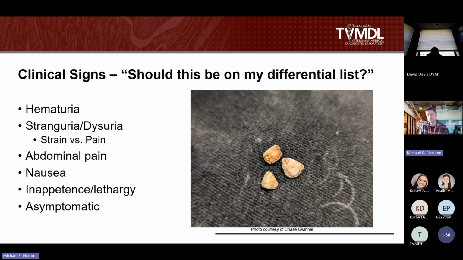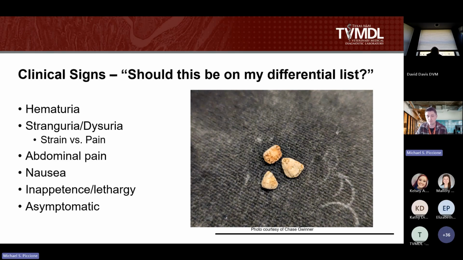Clinical signs. So far we've talked about how these uroliths are formed. We've talked about some common uroliths that you're going to encounter in practice, but how do you identify these patients? How do you know that one walking through your door at any given time is going to have a urolith? Well, the short answer is you don't, right?